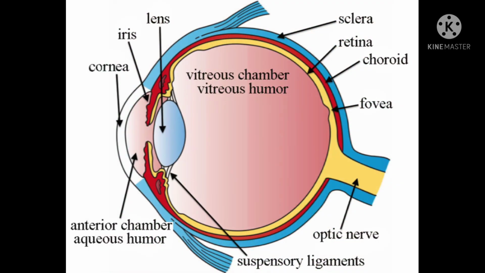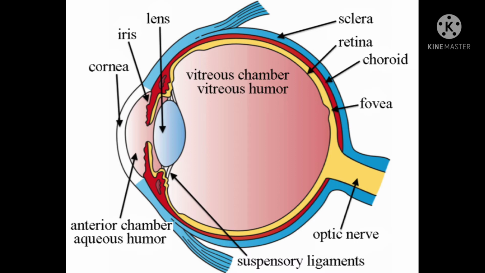Now we shall see the lens. Lens is a transparent, elastic, biconvex structure held by the suspensory ligaments. It divides the cavity of the eyeball into a small anterior aqueous chamber filled with a clear, watery aqueous humor and a posterior large vitreous chamber filled with a jelly-like vitreous humor.